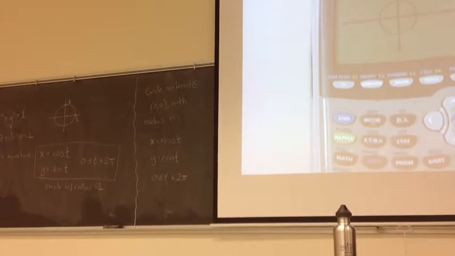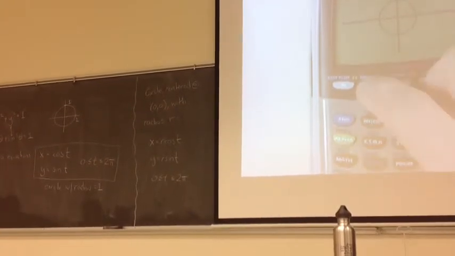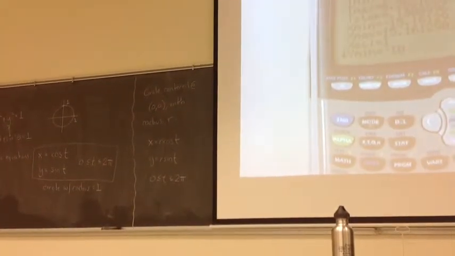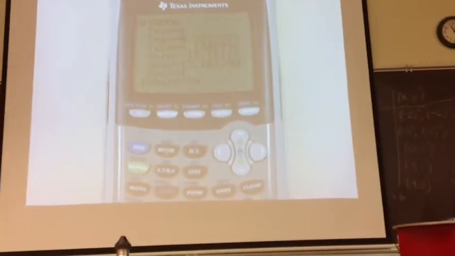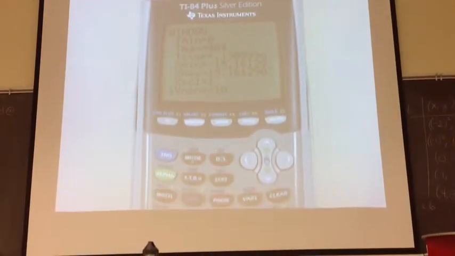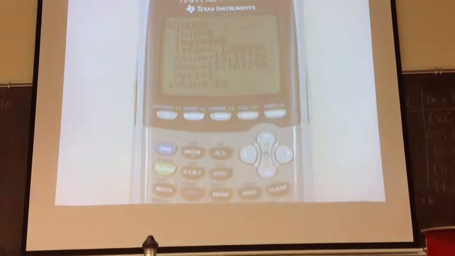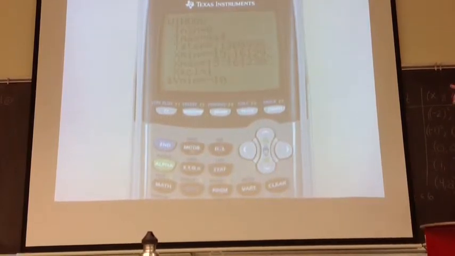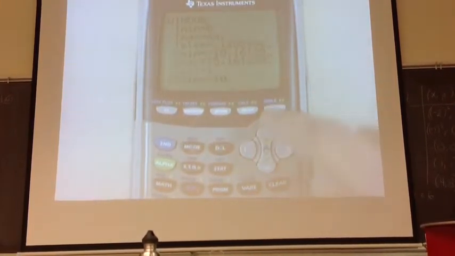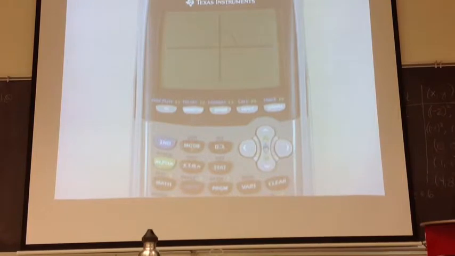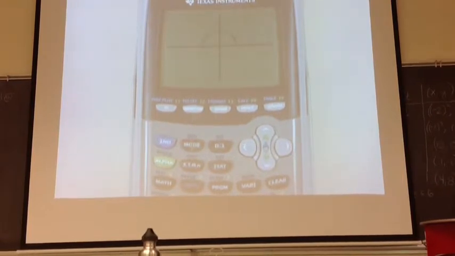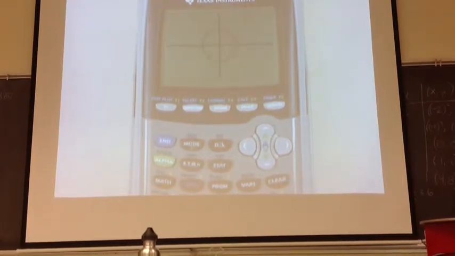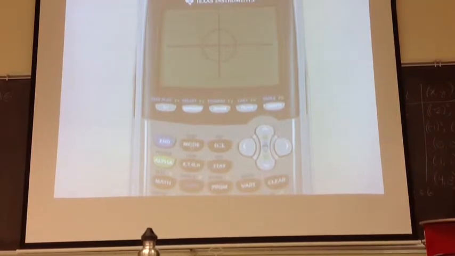Notice if my t value goes from 0 to 4 pi, so if I change my window, my t minimum is 0, my t maximum is going to be 4 pi. And I graph, and you need to watch the graph because this is kind of important in terms of what happens up here. Here we go. All right, so we are now at t equals 2 pi, and we just go around the circle twice, so we just overlap our path.